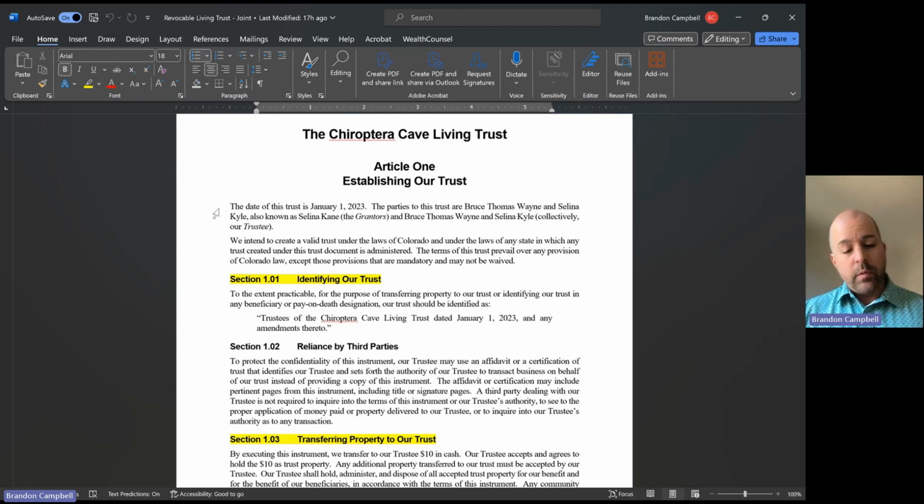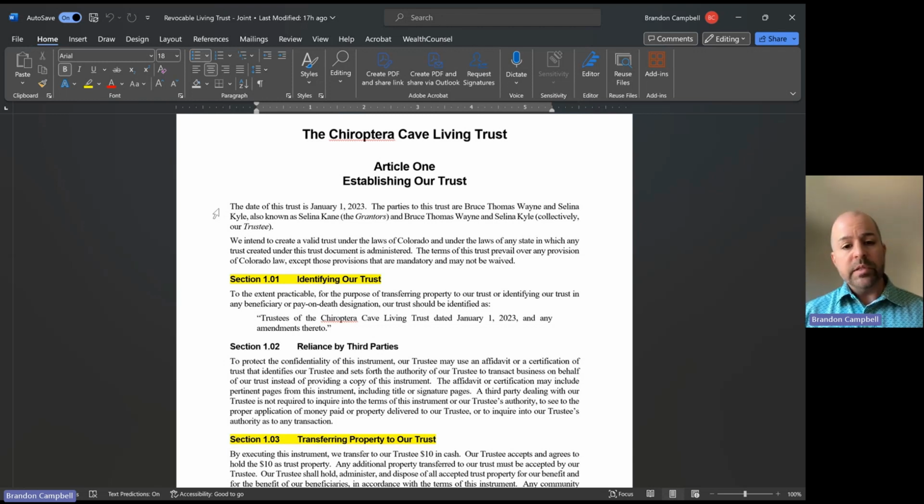Now, typically speaking, when clients come in, they're going to be the trustees of their trust initially. And if one of them couldn't serve for any reason, the other is going to continue forward in that role. At some point, both of you will not be able to serve. And so then we're going to have backup or successor trustees that are going to be listed a little bit further, usually in Article 3 of the trust.